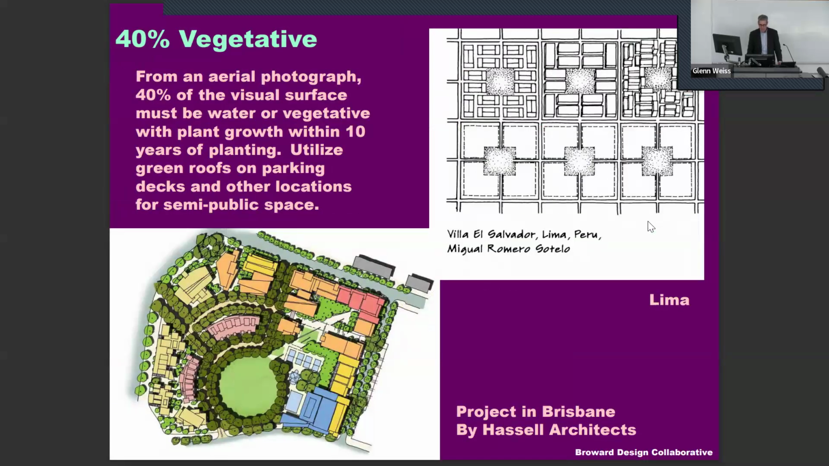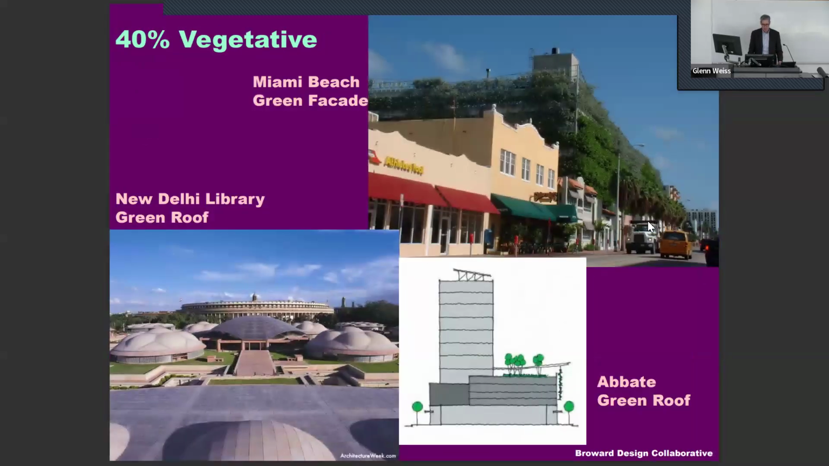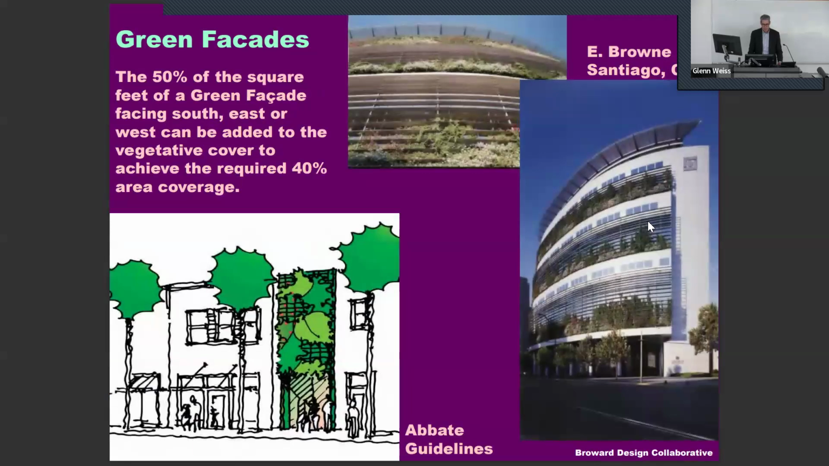This is the 40% vegetative climate, which they did do in Brisbane, Australia, in a particular residential development. Of course, you have to know your trees. You have to know what they do, what kind of shade they make, how they block the wind, how they let the wind come through. Here are some examples of vegetation. One in New Delhi with the green roof, one in Miami, which I assume you all have seen, with the green facade garage in Miami Beach. Of course, you can do green facades.